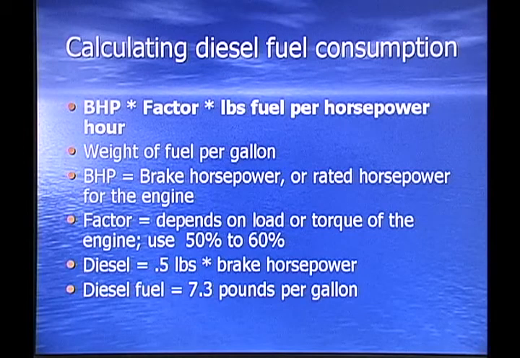Calculating diesel fuel consumption. You take the bulk horsepower times your factor times your pounds of fuel per horsepower per hour, and this is the basis for your formula. You have weight of the fuel per gallon. Bulk horsepower equals your brake horsepower or rated horsepower of the engine. Your factor depends on the load or torque of the engine, and it's going to be either 50 or 60%. Diesel equals 0.5 pounds times your brake horsepower. That's just a given calculation. And diesel fuel weighs 7.3 pounds per gallon.